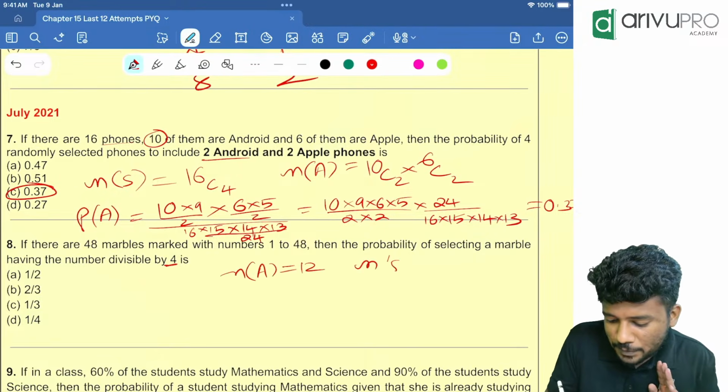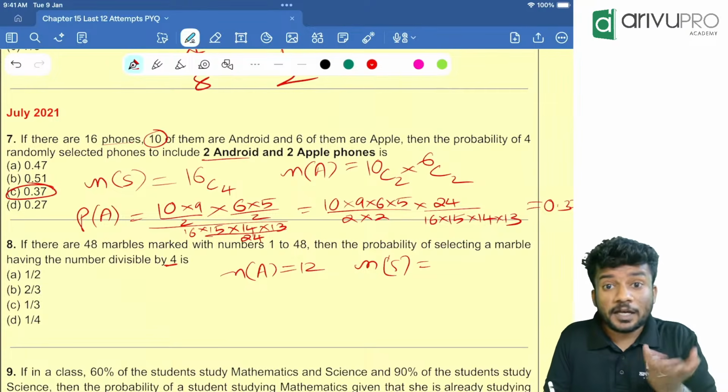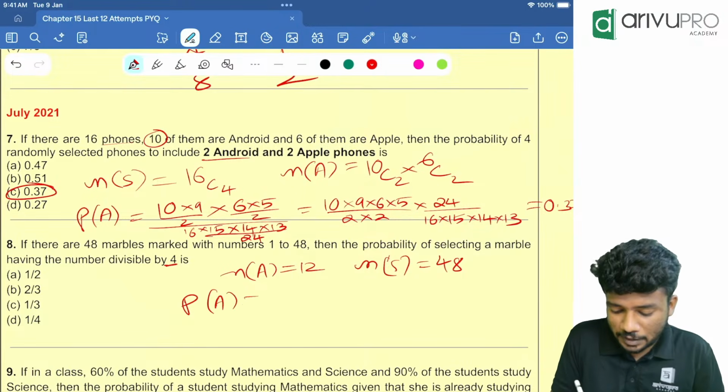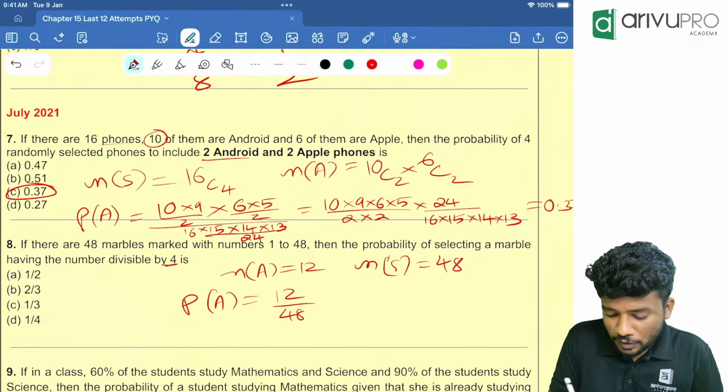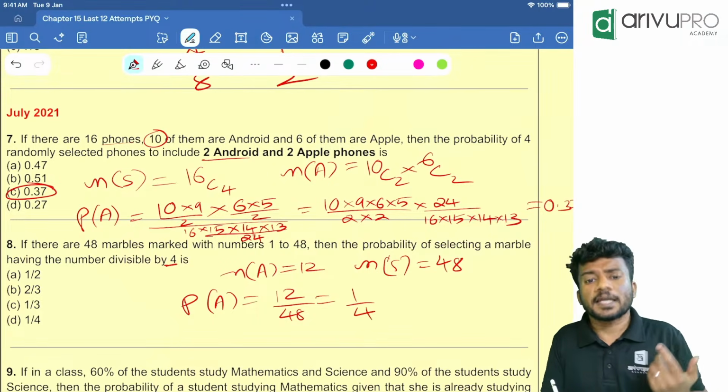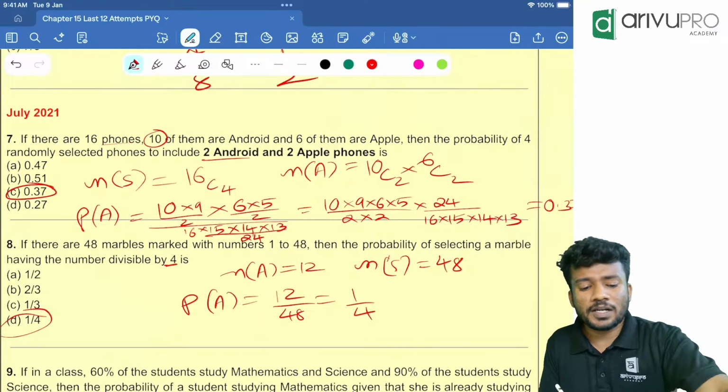Then total sample space means what? N of S. How many marbles are there in total? 48 are there in total. So P of A is nothing but 12 divided by 48, which is equal to, cancel it off, 1 by 4. Option D is your answer.